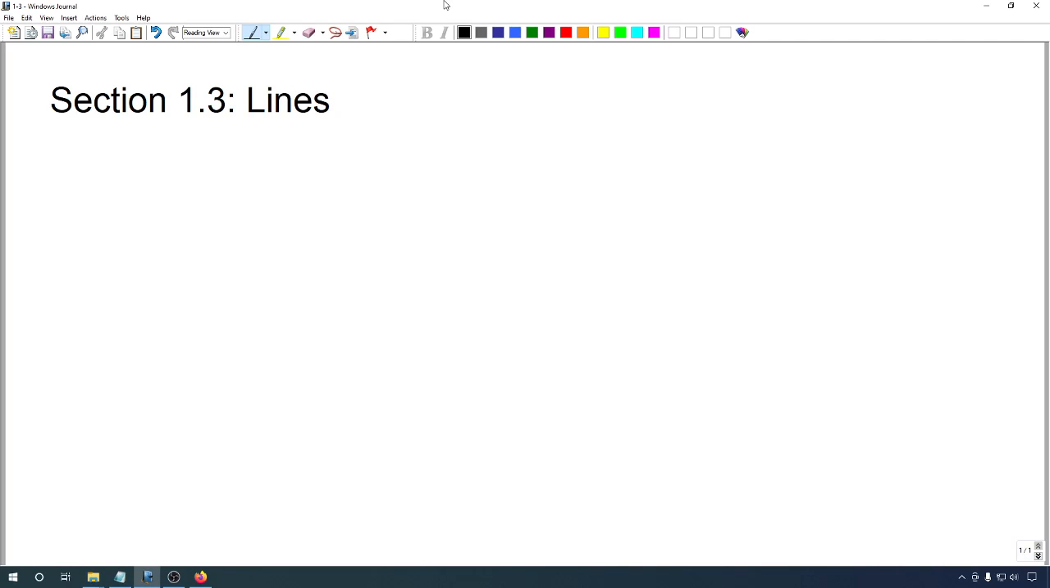In this section, we're going to talk about lines. Now, as simple as lines can be, they actually turn out to be very important for calculus. In fact, a lot of what we're going to be doing later on is trying to use lines to talk about other particular graphs and what we can call functions.